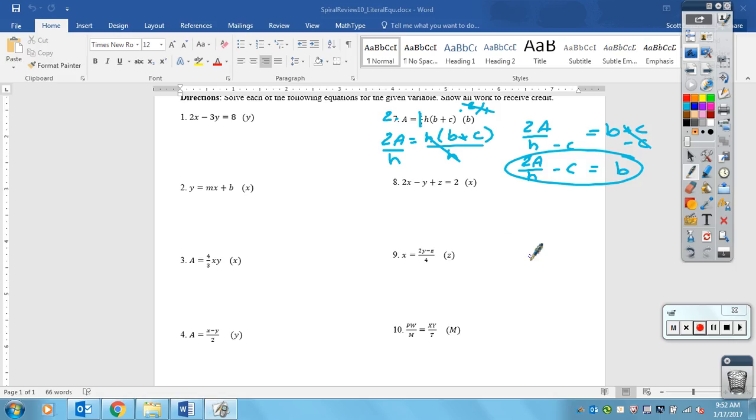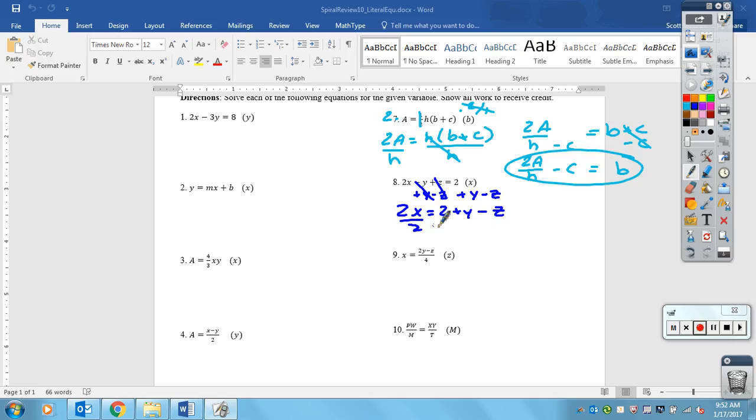Number 8. Solving for x again. Now I have 1, 2, 3, 4 terms. I just need to get rid of things that are not my variable. This is my variable term, so I add y and subtract z. I can do that at the same time because they just get rid of each other. 2x equals 2 plus y minus z.